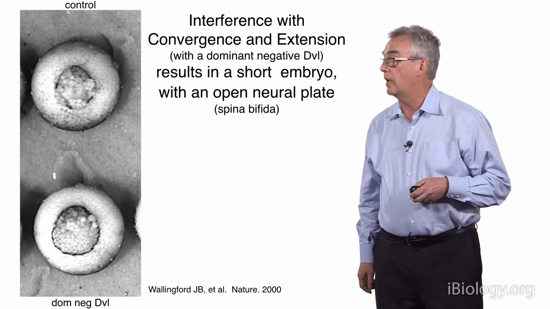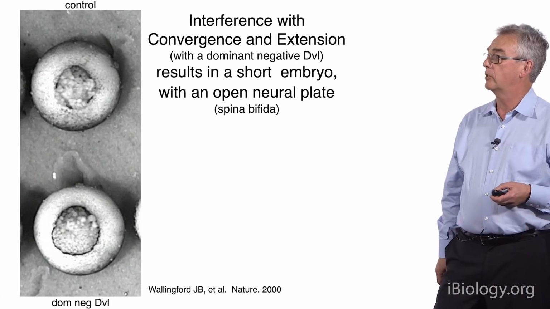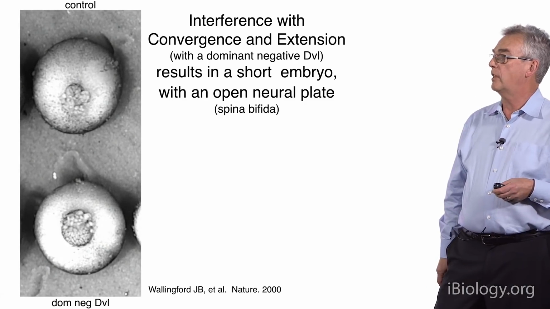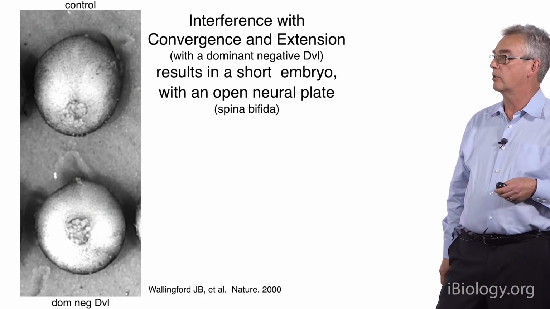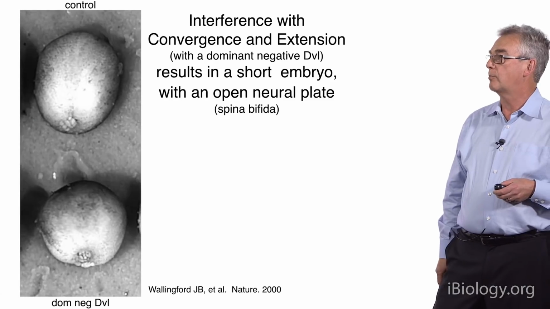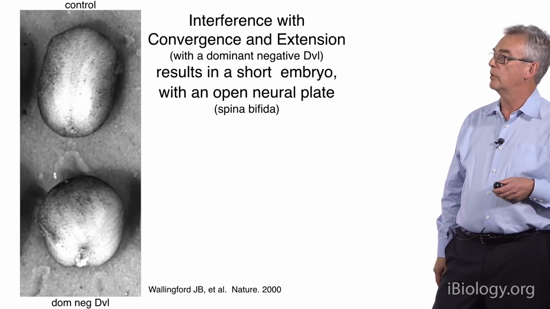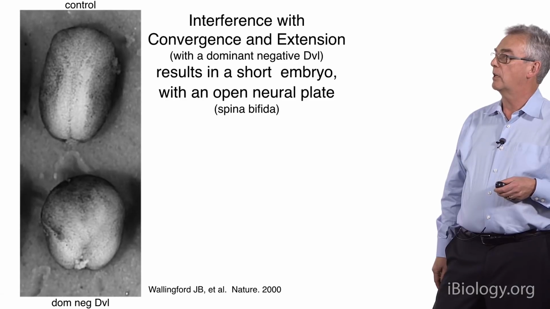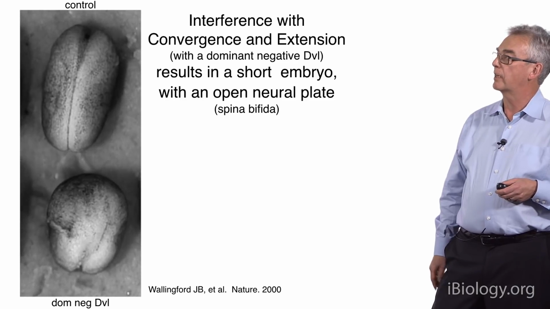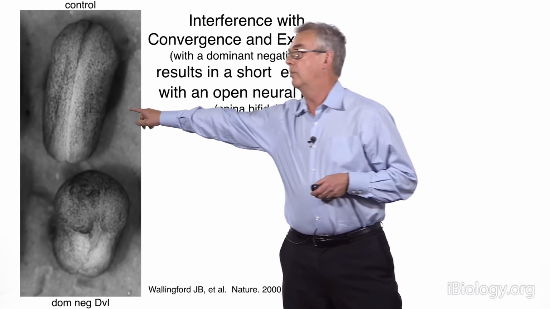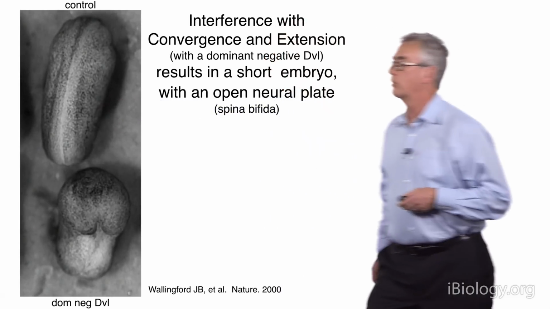The consequence to the embryo, as I said, is the lack of convergence and extension. And we can see that in the whole embryo. The top embryo is a control. That's undergoing its proper convergence and extension movements. And here we see that particularly in the neural plate, as the neural plate extends and comes together to make the neural tube.